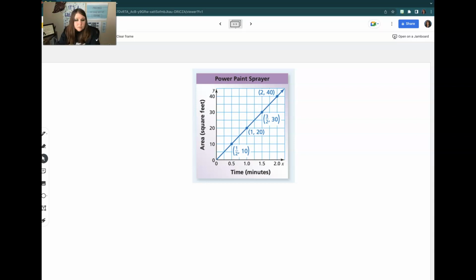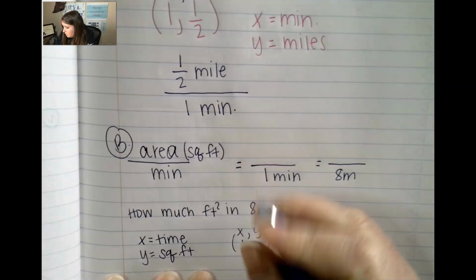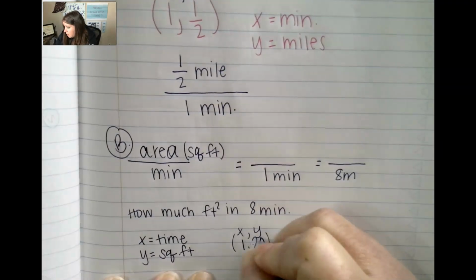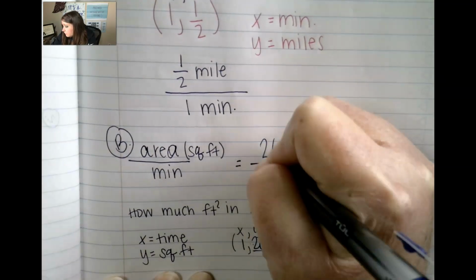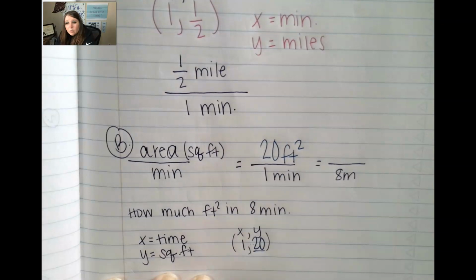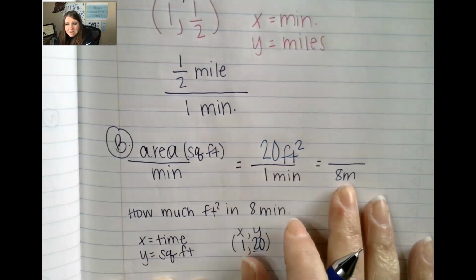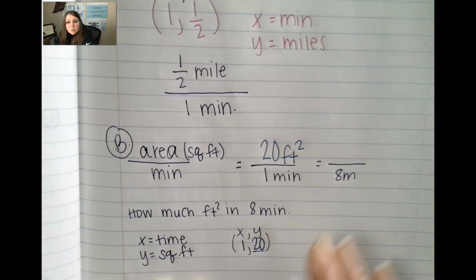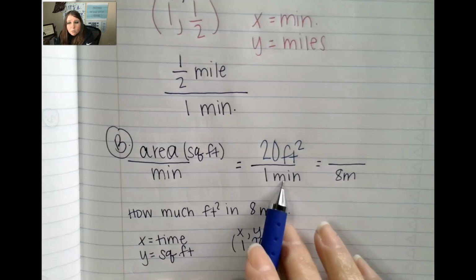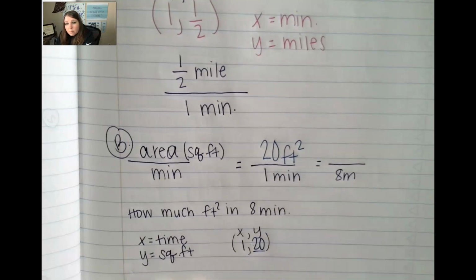Oops. I'm going to put this over here so you can see it. Switching back. So 20 was our square feet. So we can do 20 feet squared in 1 minute. So they want to know then how much in 8 minutes. Well, we can use cross multiplication, or we can use our 1 times what gives us 8 and do the same to the top.